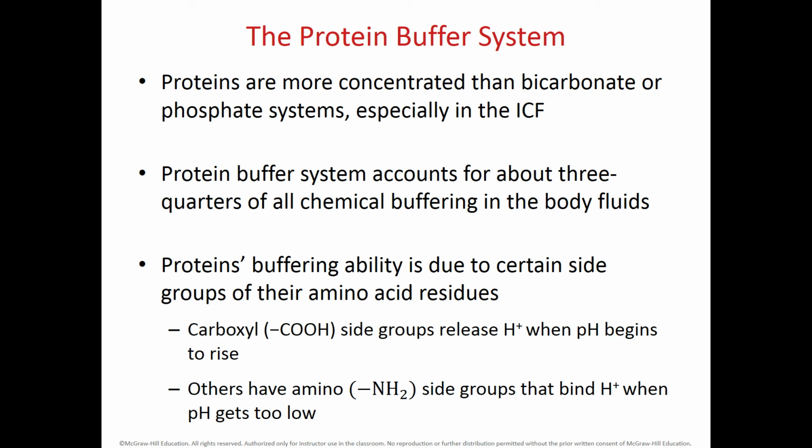The protein buffer system is basically the last system that we use to regulate our pH, and the protein buffer system accounts for about 3/4 of all chemical buffering in the body fluids. As I mentioned in the two previous slides, guys, within proteins we have these carboxyl groups and these amino groups that help to absorb or release hydrogen ions when necessary.